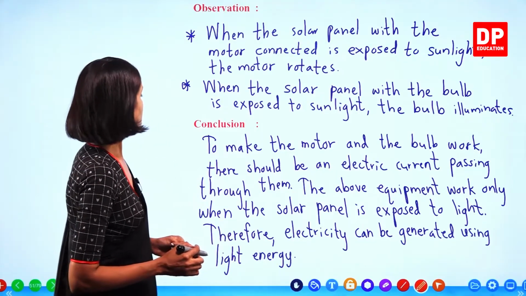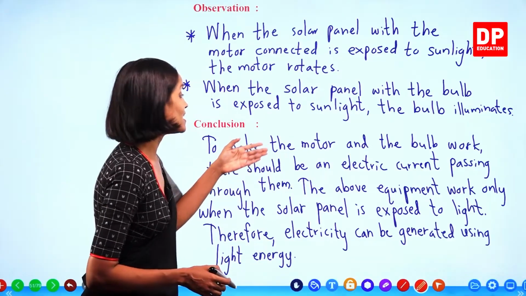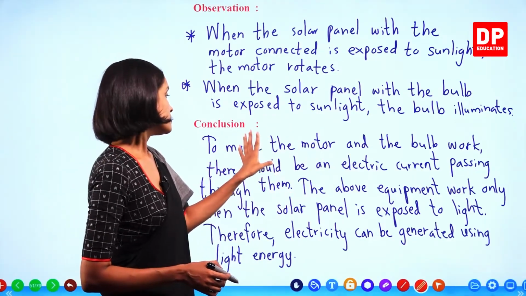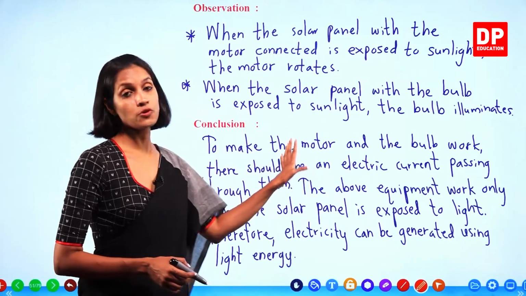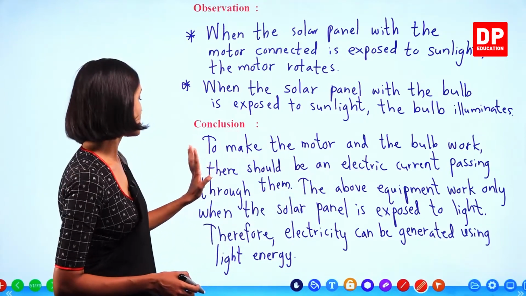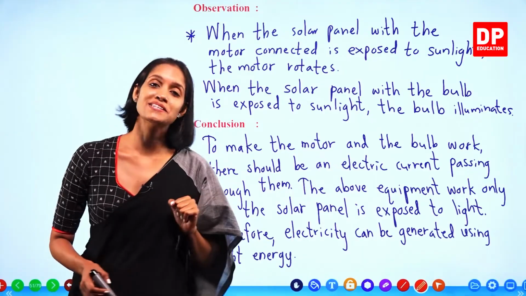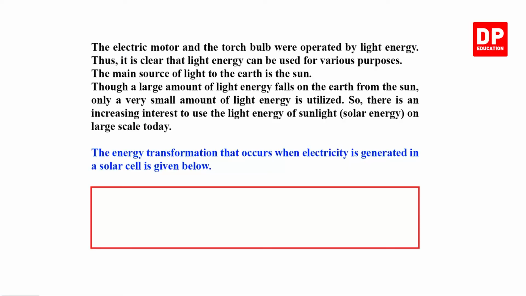Right? To make the motor and the bulb work, there should be an electric current passing through them. The above equipment work only when the solar panel is exposed to light. Right, children? Therefore, electricity can be generated using light energy. We will move on to the next.